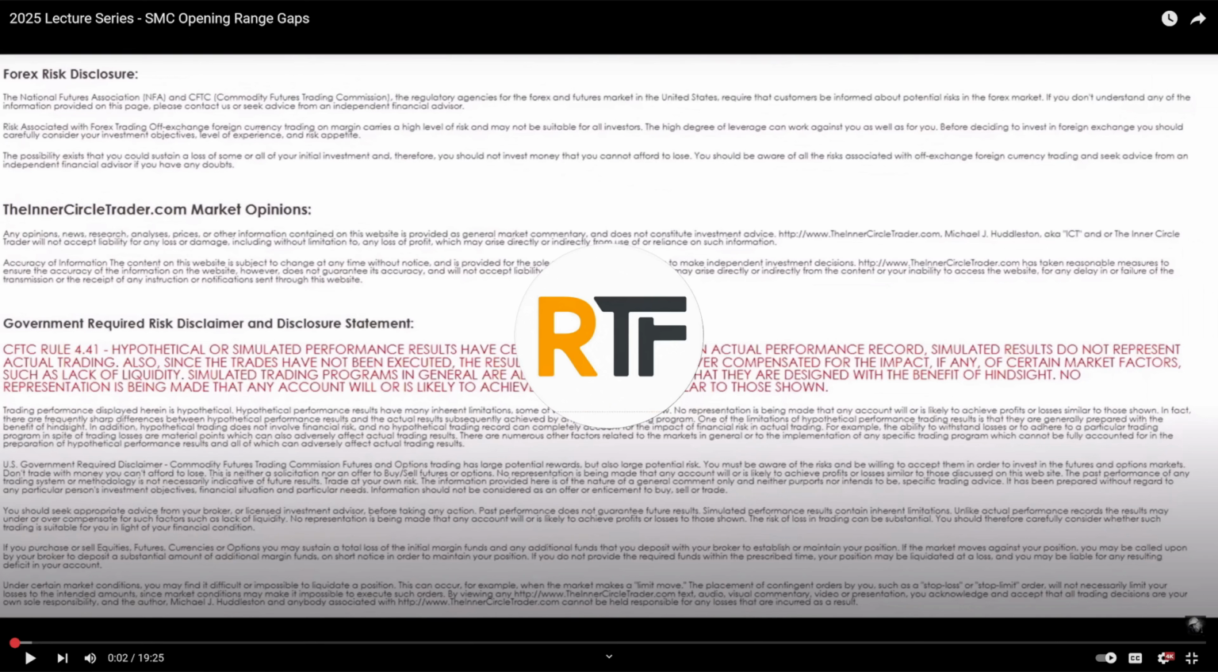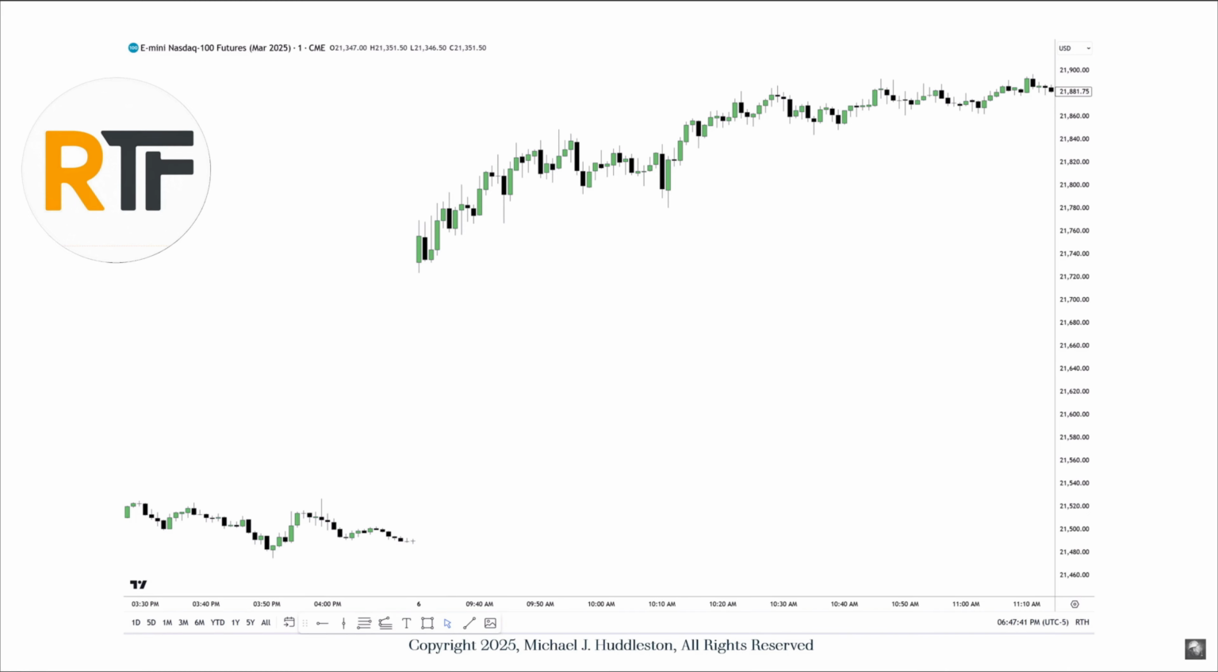Hey folks, welcome back. All right, so we're going to be doing a very specific study on the smart money concept, opening range gap. I see a lot of students with confusion. They're thinking that the new day opening gap is the opening range gap, and hopefully we'll clear that up for them today.